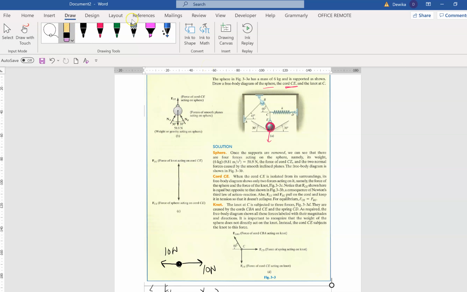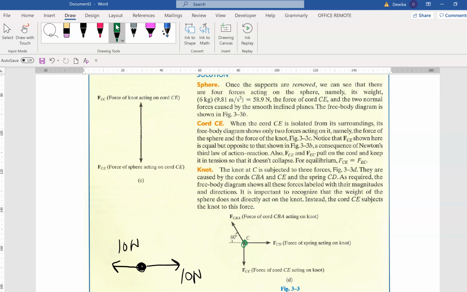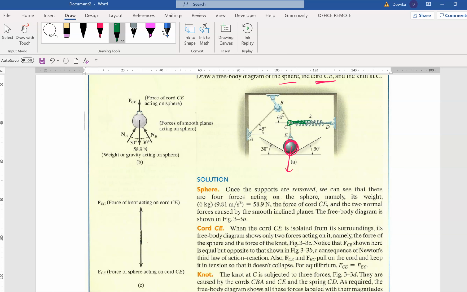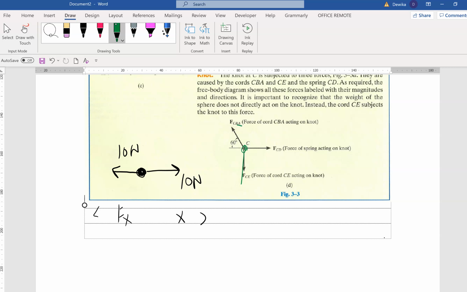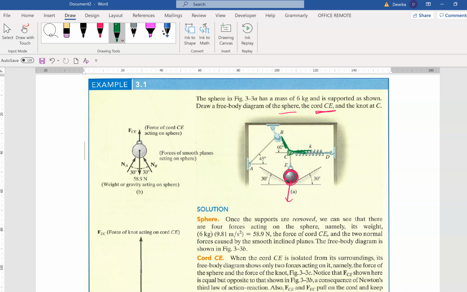And then the last one, the knot. They're talking about the knot C. Where is the knot C? It's here, so you draw the knot C here. And then what else do you have? You have force CE here. We have the spring here, and then we have 60 degrees BC here. So just redraw. BC. We have the spring acting on the knot, just a straight line, and then we have the CE. So we have drawn the 3 free body diagrams for this diagram.